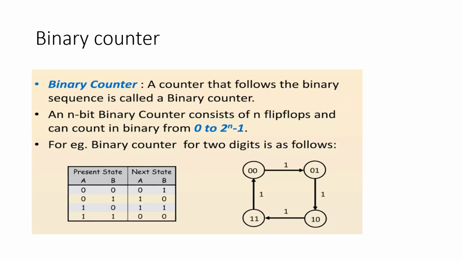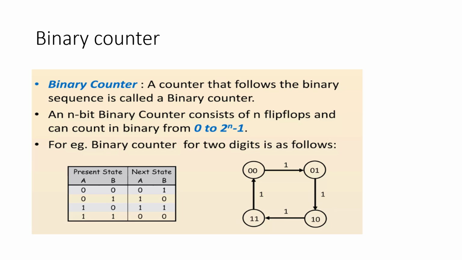Now, the binary counter. A binary counter counts in binary numbers. Each flip-flop represents one binary digit, that is, a bit. For n flip-flops, the maximum number of states is 2 power n. Suppose there are two flip-flops, it requires 4 states. If it is 3 flip-flops, 8 states. If there are 4 flip-flops, 2 power 4 is 16 states.